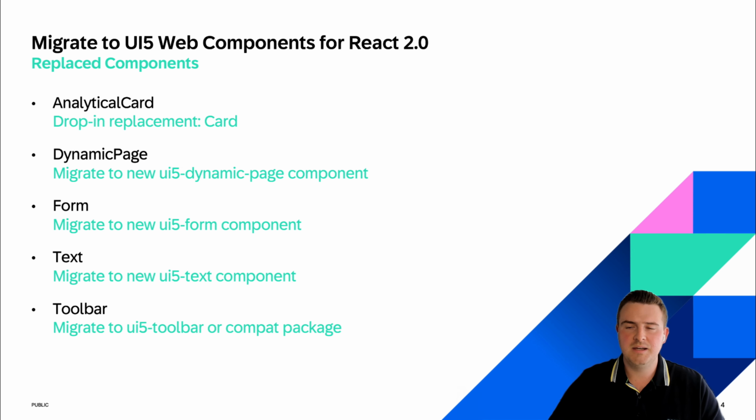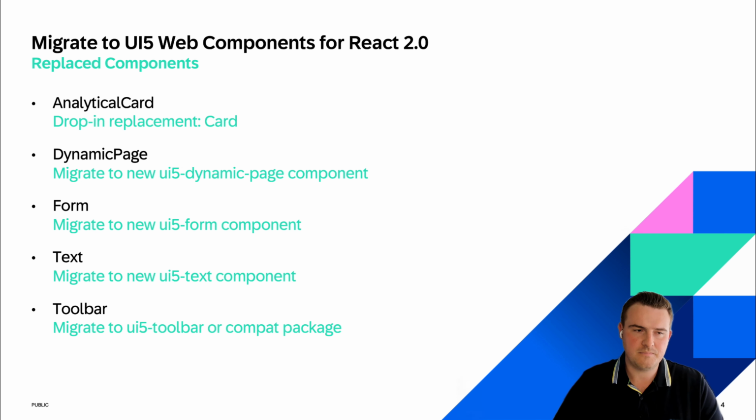And last but not least, there was a toolbar component in UI5 Web Components for React version 1. Now there's also a new component available as a UI5 Web Component, which is the UI5 toolbar. This is the recommendation of what you should migrate to. Other than that, if for some reason you still need to use the old toolbar as it was in the V1 version of UI5 Web Components for React, we have moved the toolbar to a compatibility package, which should also pave the road for the migration to V2 in case there are some obstacles.